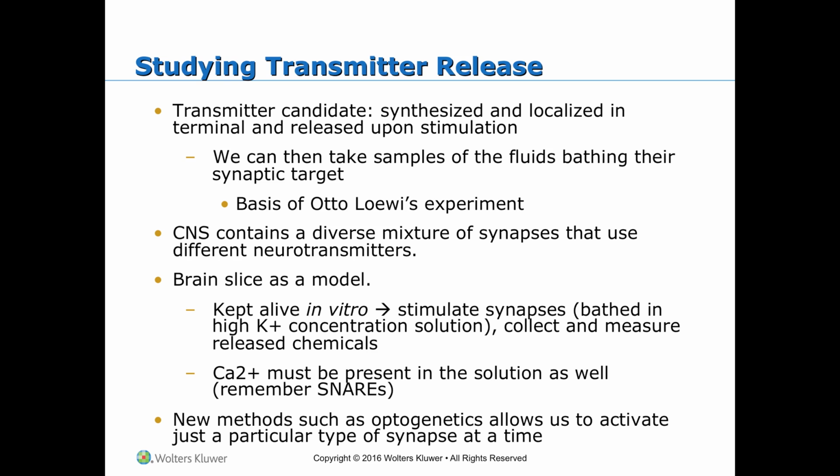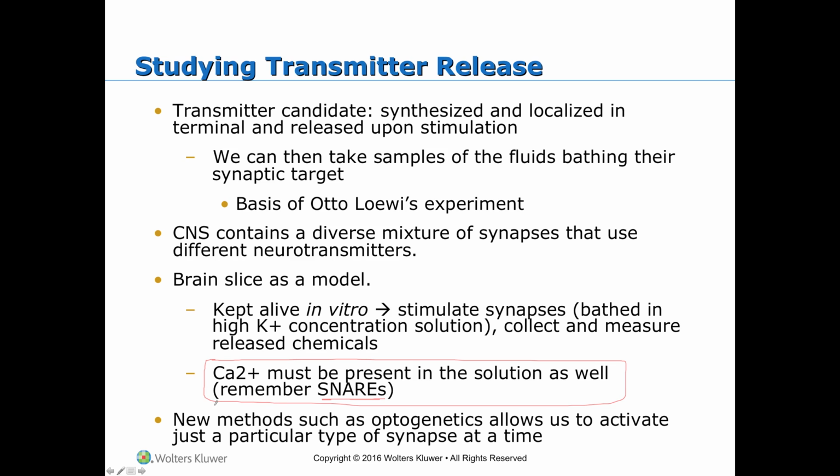So the central nervous system contains a diverse mixture of synapses that use different neurotransmitters, depending on different neurotransmitter-containing cells. So we can use brain slices as a model. So we can keep these alive in vitro, so outside of the brain, and we can stimulate synapses bathed in high potassium concentration solutions, and we can collect and measure released chemicals. So one thing to note, and one thing that is of importance, is that calcium must be present in the solution as well. So remember SNARE proteins. SNARE proteins, the calcium sensor synaptotagmin, must be present in order for vesicle fusion to occur.